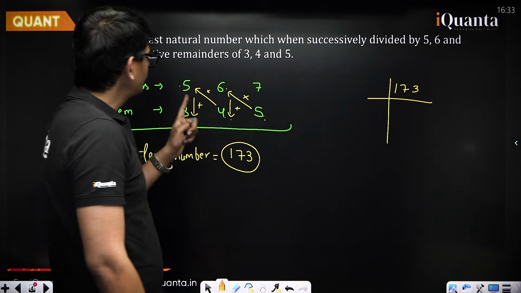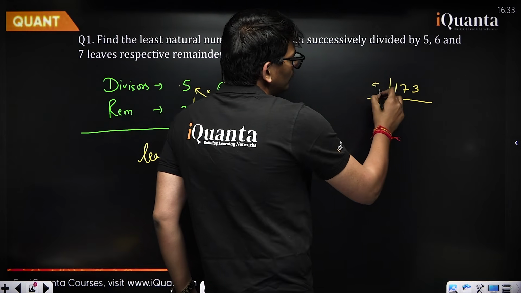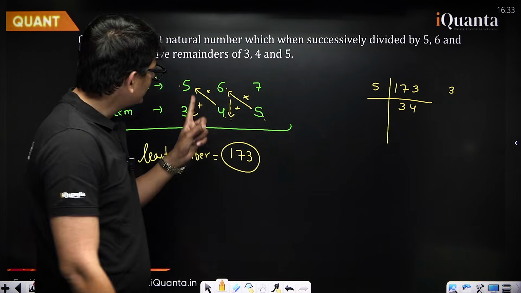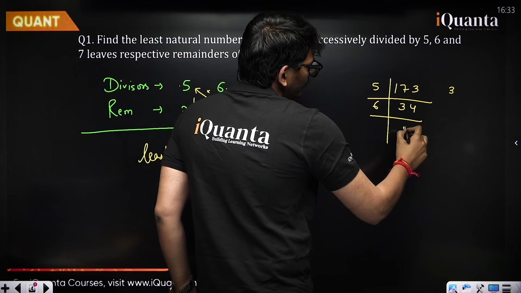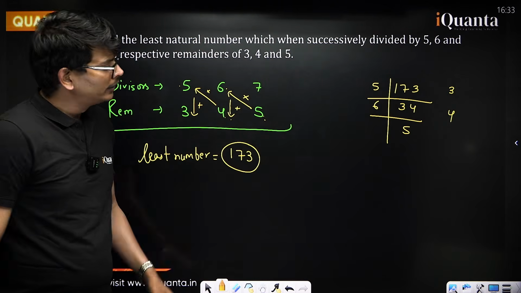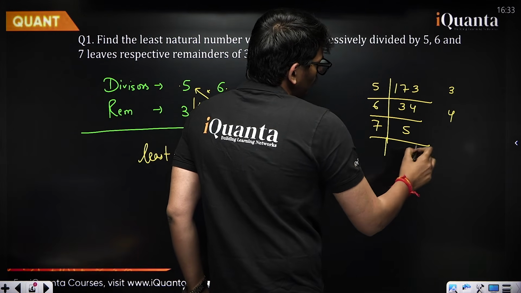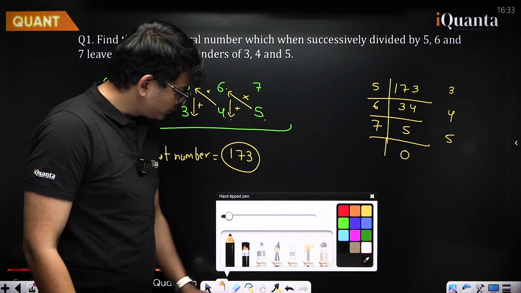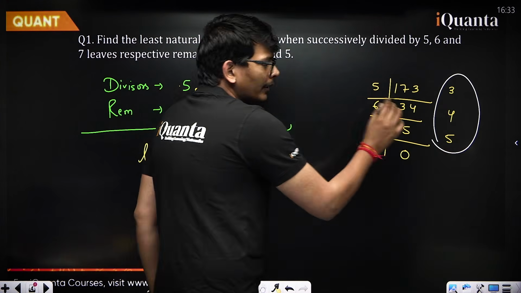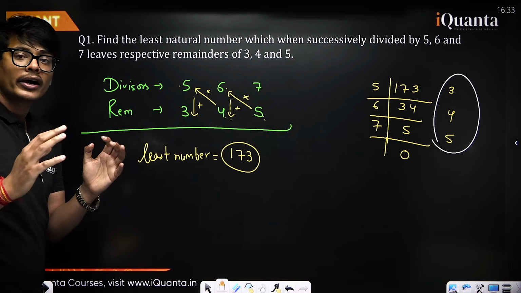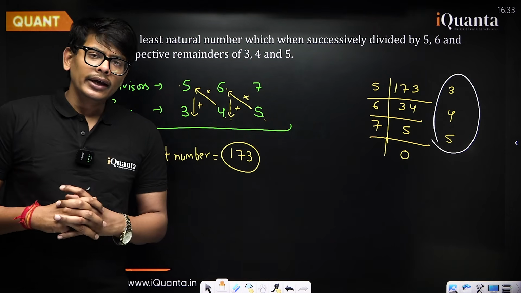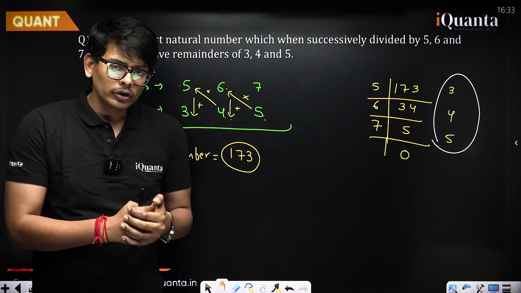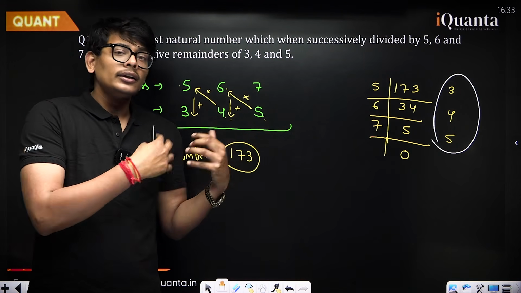Let's check. First we have to divide by 5. Remainder is 3. Next, 6. 6 5s are 30. Remainder is 4. You can cross check. 7. Quotient is 0. Remainder is 5. Right? So you can cross check also. Remainders are coming the same. So you can apply this shortcut to find out the least number. Now obviously the question setter can ask you to find out the second number, third number, fourth number, and so on and so forth. So how can we find out other such numbers?